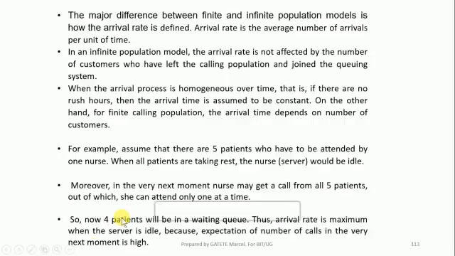So the major difference between finite and infinite population models is how the arrival rate is defined, how people are coming, that is, how many people are coming per hour. In the morning, the number of people coming per hour is very low. But at midday, it will be high.